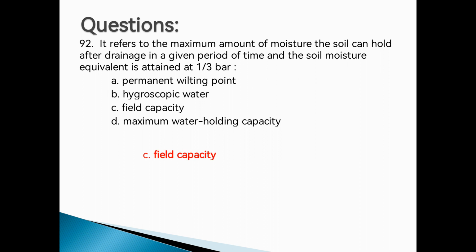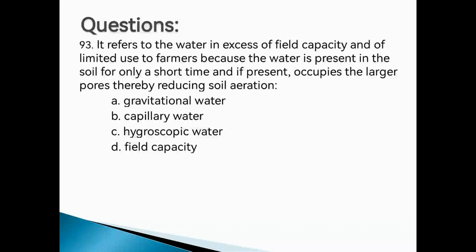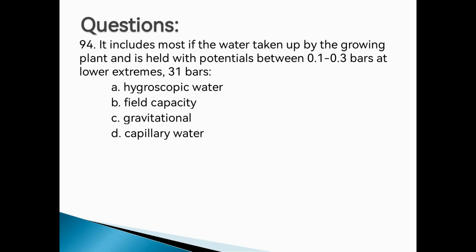Field capacity. Number 93. It refers to the water in excess of field capacity and of limited use to farmers because the water is present in the soil for only a short period of time, and if present, occupies the larger pores, thereby reducing soil aeration. A. Gravitational water, B. Capillary water, C. Hygroscopic water, D. Field capacity. The correct answer is A. Gravitational water.